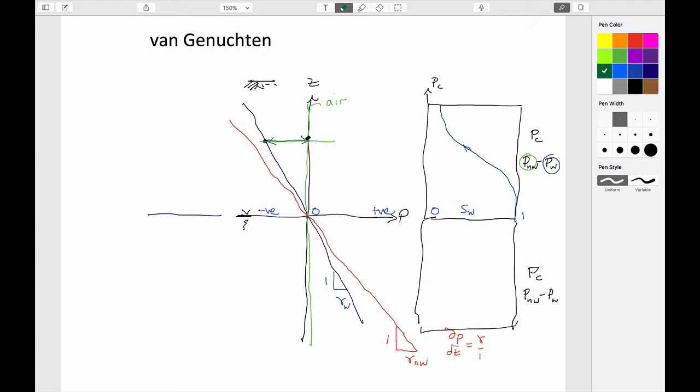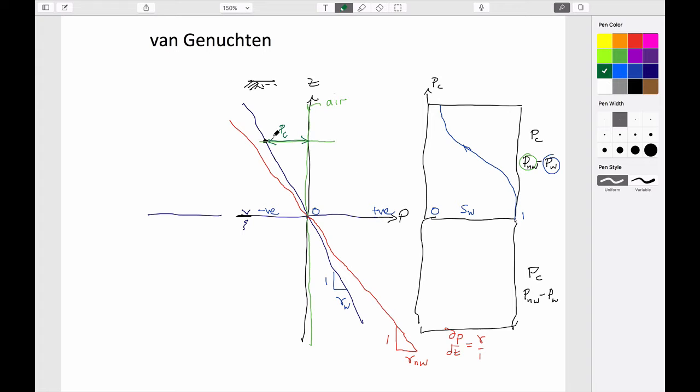The non-wetting pressure is a small negative number. The wetting pressure is a large negative number. A negative gives a positive, so this is the difference between these two lines. The green line and the blue line is actually the capillary pressure. It's positive because of the sign convention here.